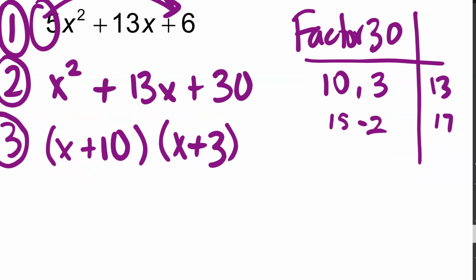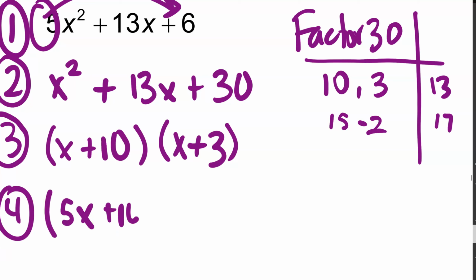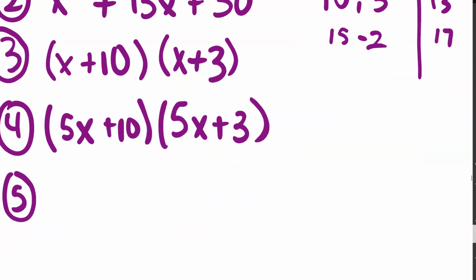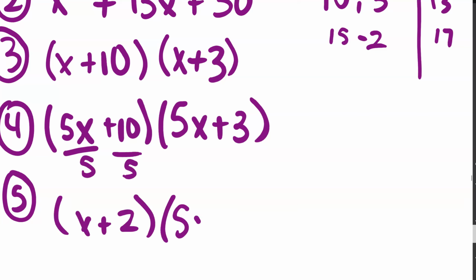All right, step 4. Now that we factored, we're going to put back in the coefficient that we took out. So I'm going to rewrite both of these factors with my 5 in there. Okay, and then the fifth step is see, can we reduce either one of these? Check out the left side, 5x plus 10. They have a common factor. They both are divisible by 5. So I'm going to divide both these by 5. So I get x plus 2 and 5x plus 3.